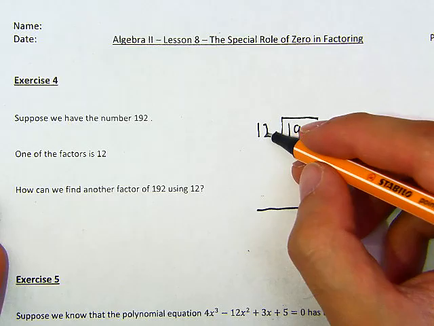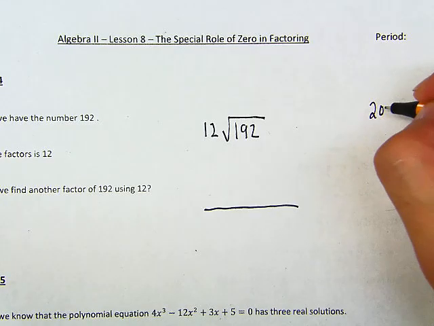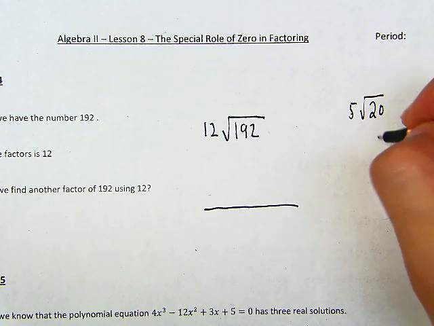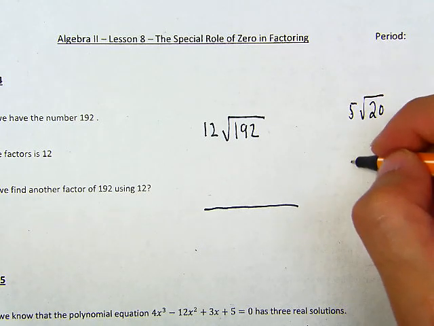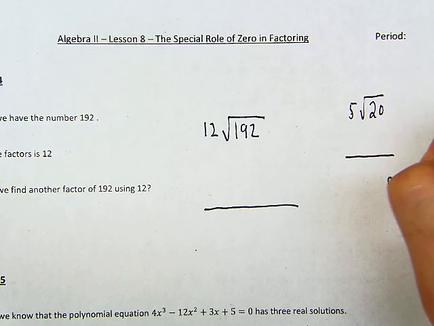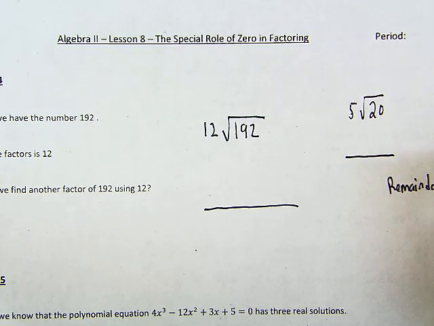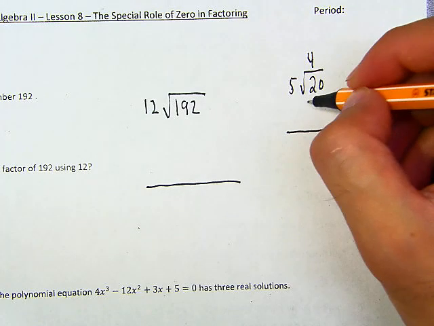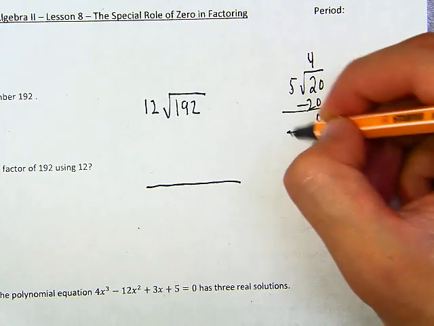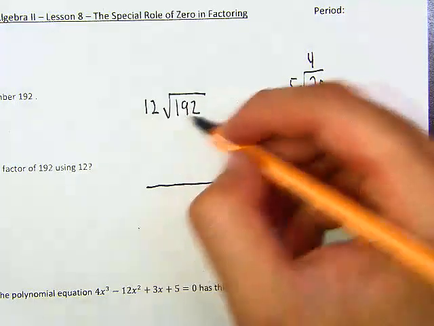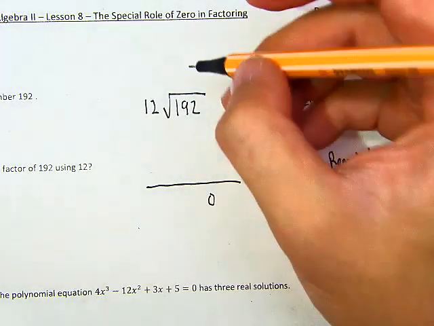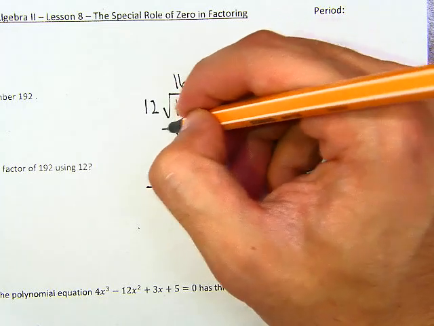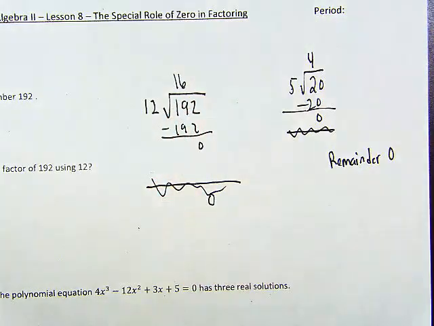If I know, for example, if I have 20 and I divide it by 5, I know 5 is a factor of 20. So if I know 5 is a factor of 20, my remainder better be 0, right? And it is, because 20 minus 20 is 0. So now what has to happen here? I better get a remainder of 0. And how many times does 12 go into 192? It goes in 16 times, and I get a remainder of 0.